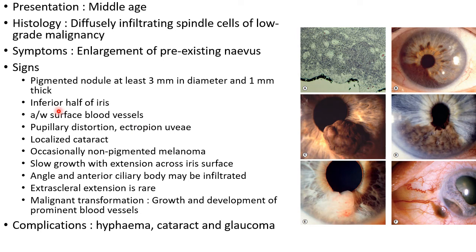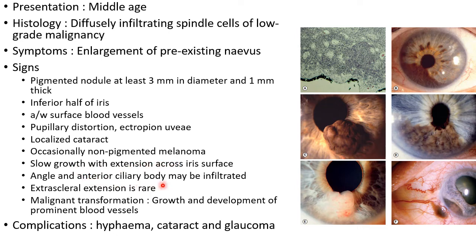It usually involves the inferior half of iris. It is associated with surface blood vessels. There can be pupillary distortion and ectropion uvea. There can be localized cataract. There can occasionally be non-pigmented melanoma, as you can see in this picture. There will be slow growth with extension across iris surface.